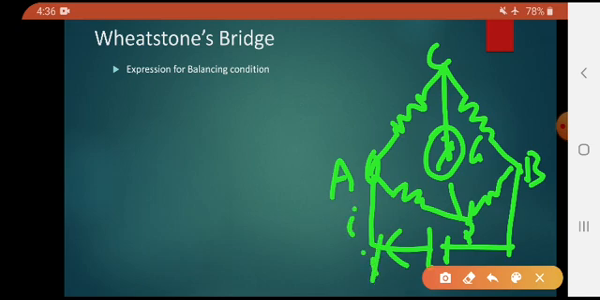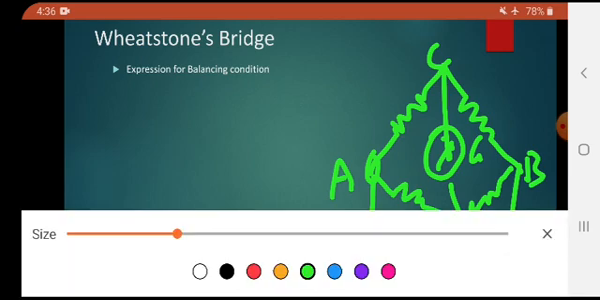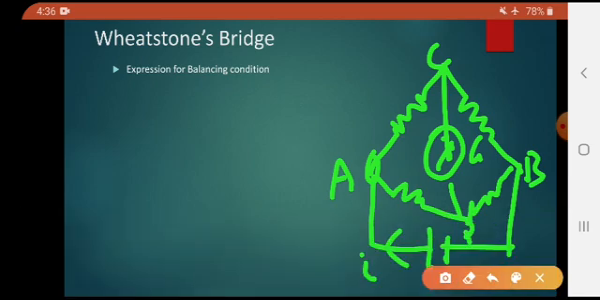The current I passes to junction A, where it splits into two. Here it is divided into I1 and I2. This resistance is P, this is Q, this is R, this is S. So the current I1 and I2 pass through the resistance P and resistance R.